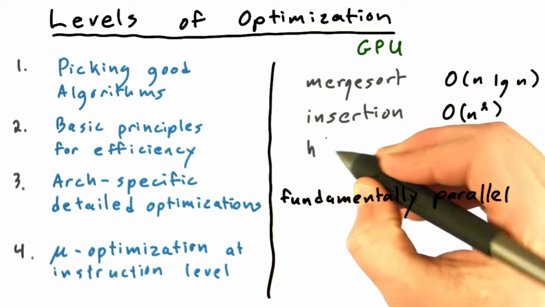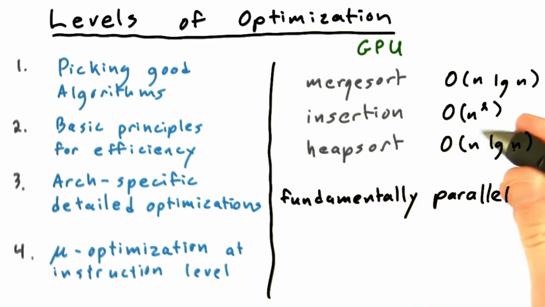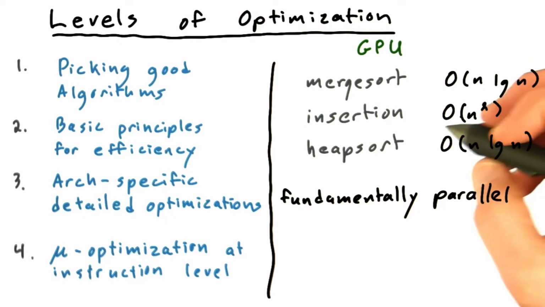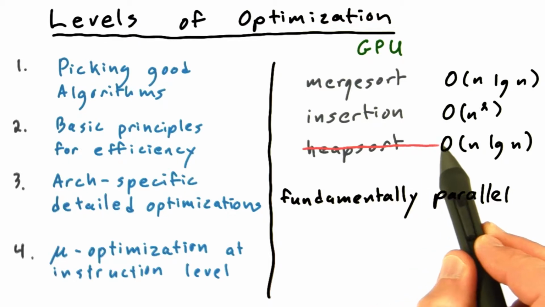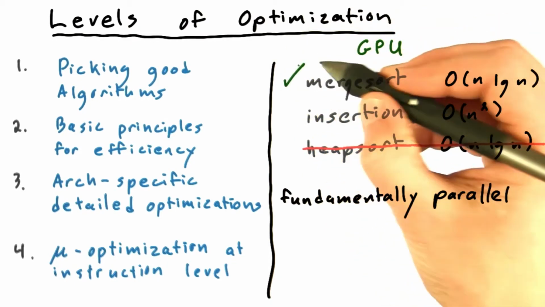Now, in fact, most CPU algorithms texts would probably tell you that heap sort, which is also order n log n, is a better choice than either of these. It tends to run a little better on the CPU. But it turns out that heap sort is all about updating this shared data structure called the heap, and that's a very hard thing to do in parallel. And so, in practice, a merge sort is a much better choice on a parallel machine like the GPU.